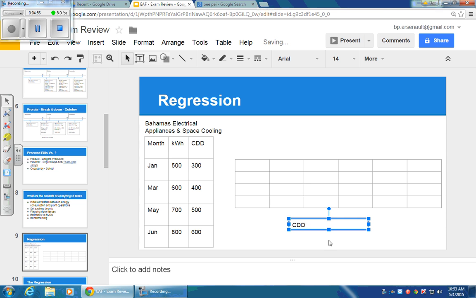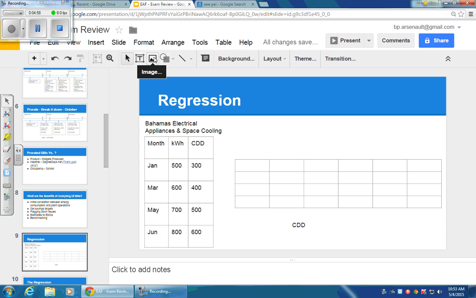And then I'm going to put a text box in, oops, wrong one, text box here for kWh. And that looks a little weird, so I'll just fix it up here a little bit. Okay, so we have kilowatt hours on our y-axis and cooling degree days on our x-axis. And maybe I'll go ahead and label these, insert text.